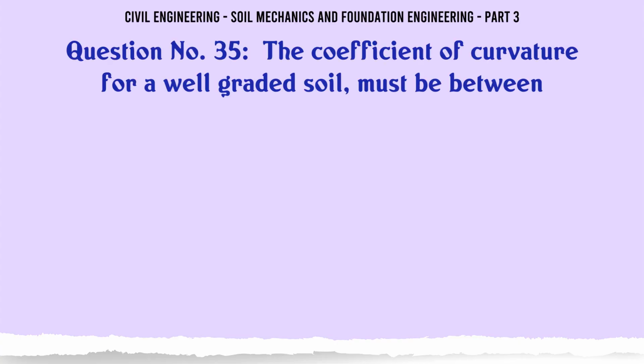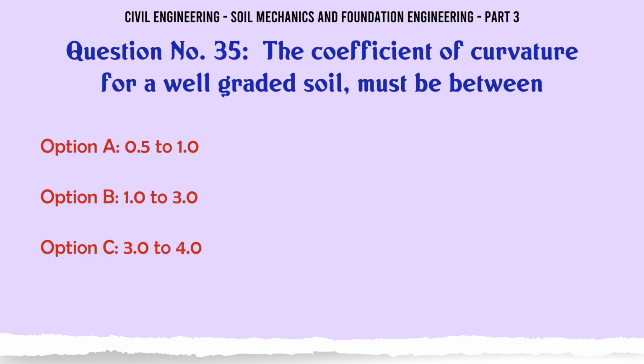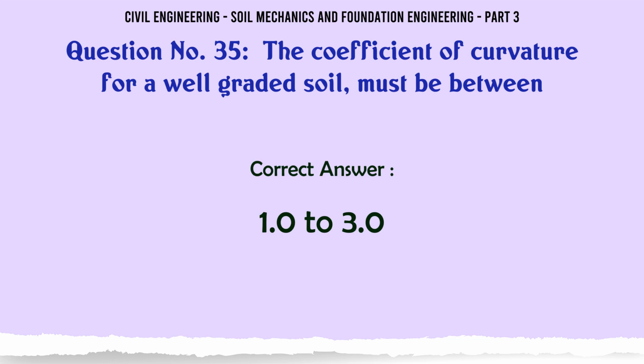The coefficient of curvature for a well-graded soil must be between: A. 0.5 to 1.0, B. 1.0 to 3.0, C. 3.0 to 4.0, D. 4.0 to 5.0. The correct answer is 1.0 to 3.0.